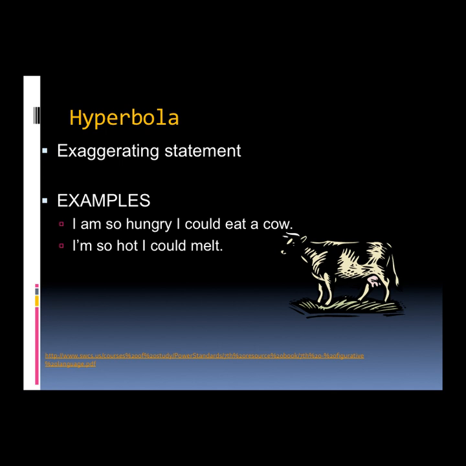Next is something known as a hyperbola, which is an exaggerating statement. Examples of hyperbolas are, I am so hungry I could eat a cow, or I am so hot I could melt. Another example would be, I'm so mad I could burst.